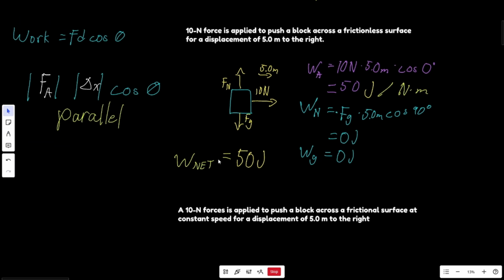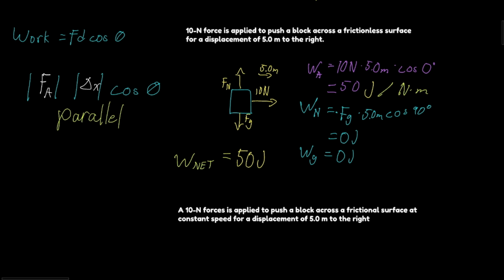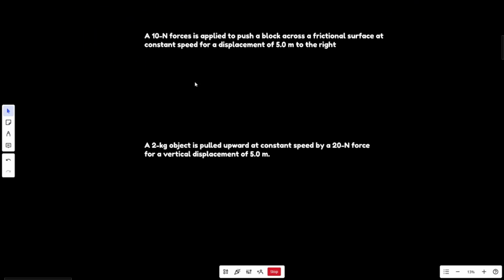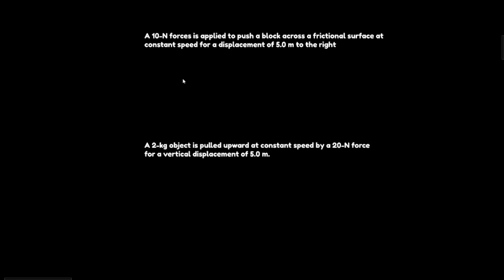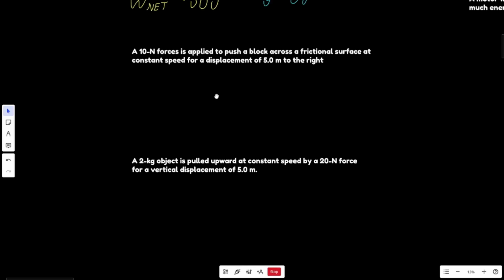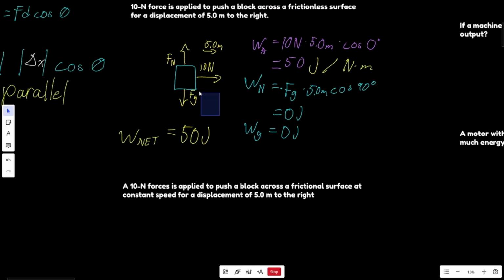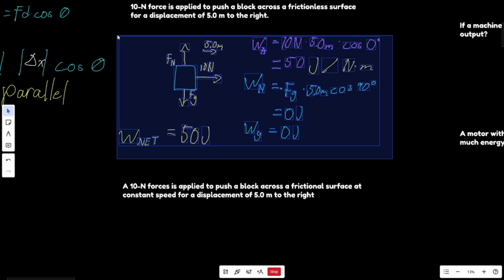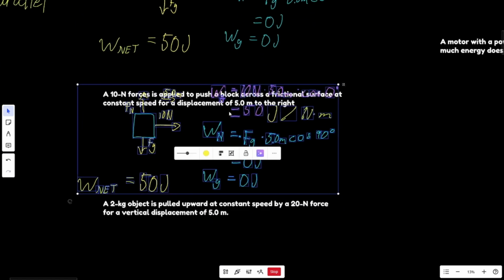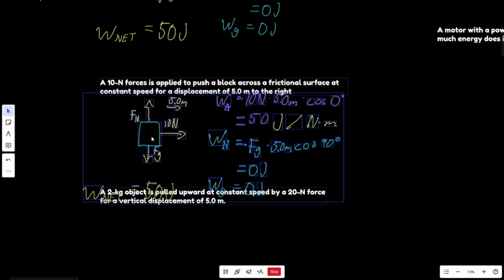We have to get the net work of every force. Of course, in an exam, you're going to have to determine first what it's asking for. Sometimes it's not asking for net work, but instead it's asking for specific works. So there. Next, a 10 Newton force is applied to push a block across a frictional surface at constant speed for a displacement of 5.0 meters to the right. So pretty much the same thing, except now we're going to be solving for friction as well. And friction cancels out our applied force.